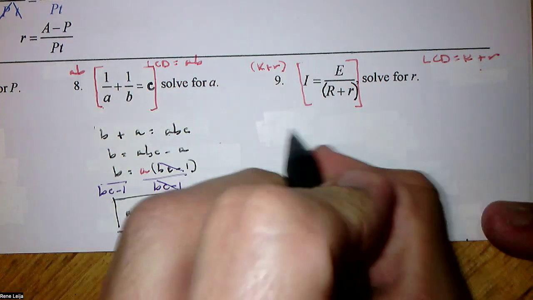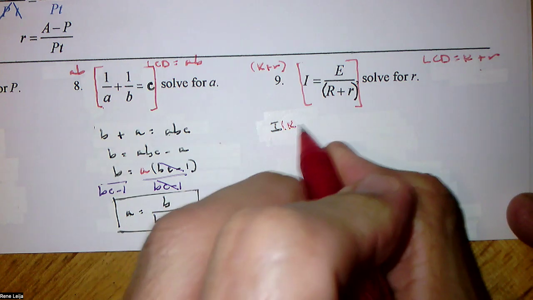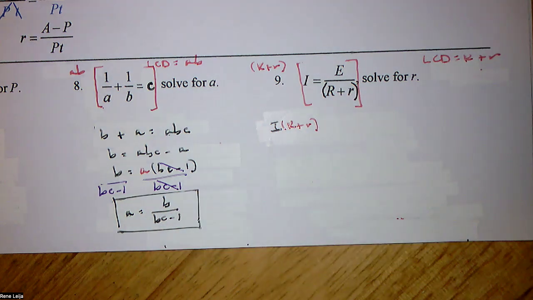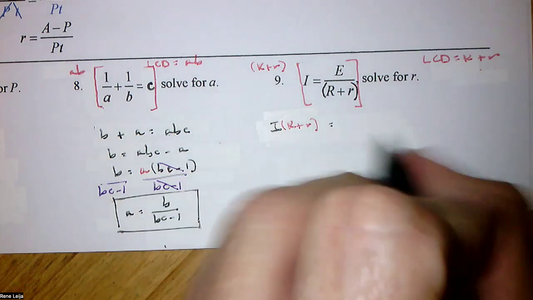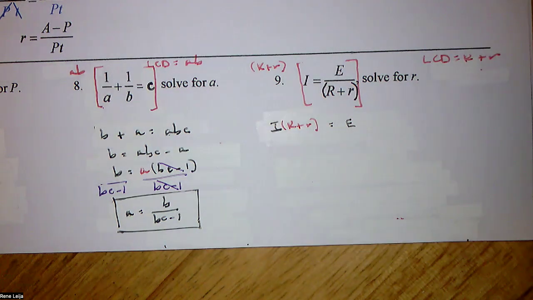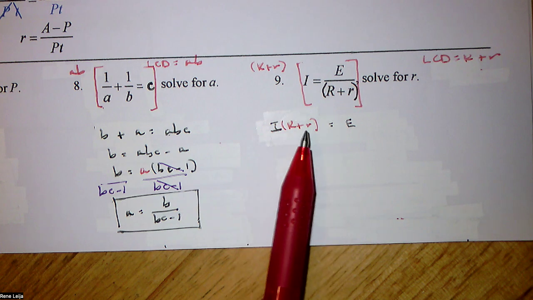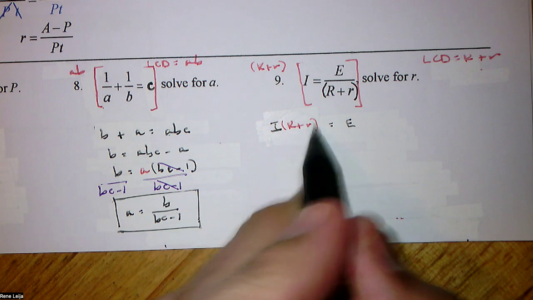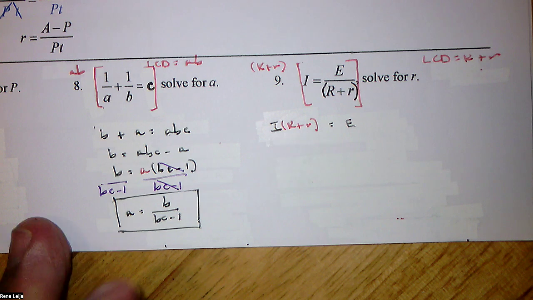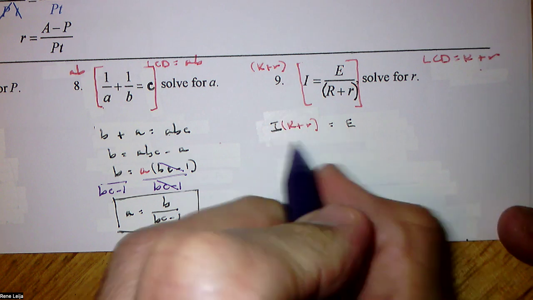So that means I'm going to have capital I times big R plus little r equals, and then when I distribute to the second term over here, the denominators go away to just leave me with the E. Okay. Now, we need to undo all of this. Little r is inside the parentheses. So like an onion, let's start peeling things away. Well, I notice that the parentheses is being multiplied by I. So I can undo that by dividing both sides by I.